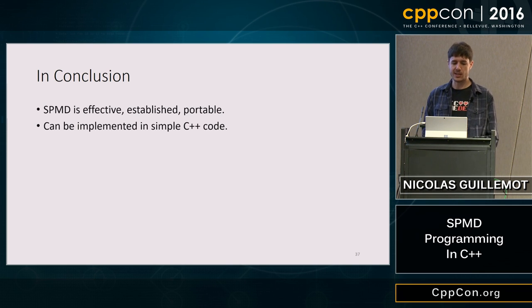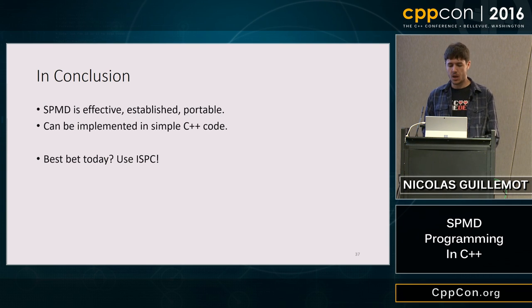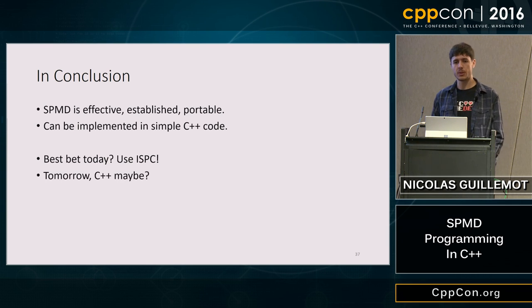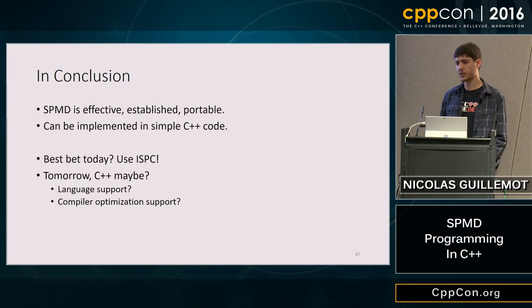Based on the performance measurements that I did, if you want to write code that looks like this today, the best bet is to use ISPC. But hey, maybe tomorrow C++ is going to be the best choice, so hopefully we can work towards something like that. Maybe we're missing language support in terms of new syntaxes for things, like I showed earlier. Maybe we also need compilers to be more aware of how to optimize code for SIMD architectures, which may explain the big differences in performance between different compilers. But hey, we've got the right people in the room at the conference, so let's think about how we can close this gap.